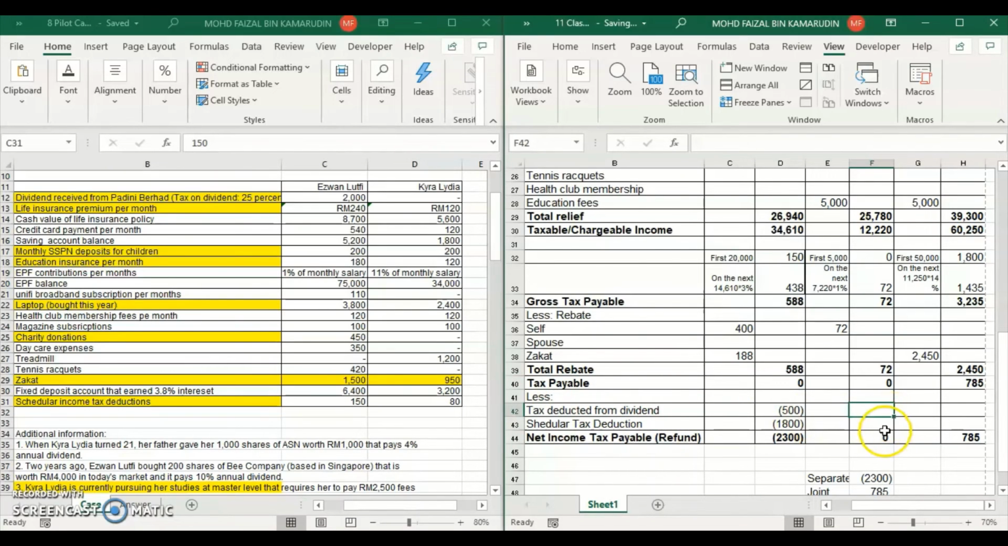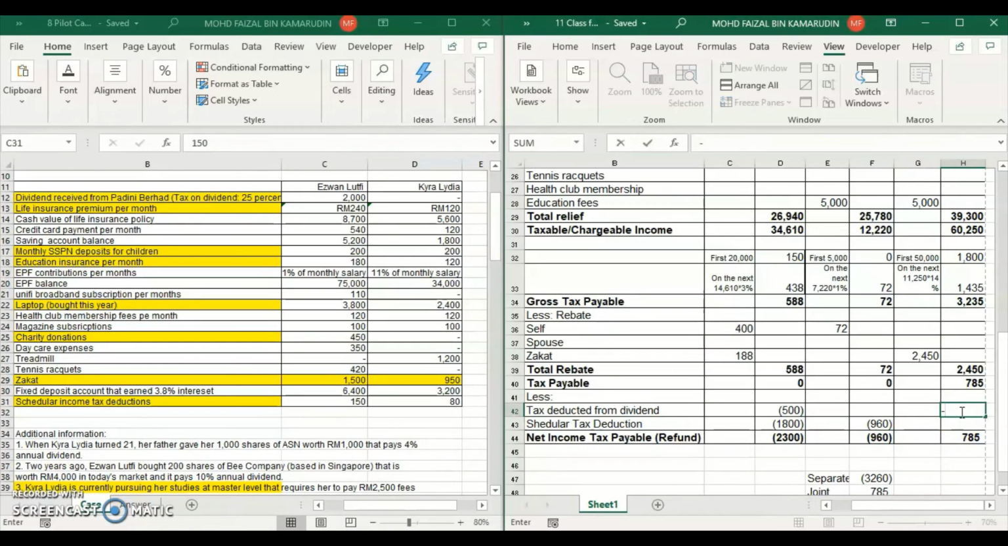Again, for Kyra, the tax deducted from dividend, she didn't receive any. And then for the scheduler tax deduction, the same thing, she paid 80 per month, so 960, so she will be entitled to the 960 refund. Normally it will take about 2 weeks, a maximum of 2 weeks, or within 14 working days.